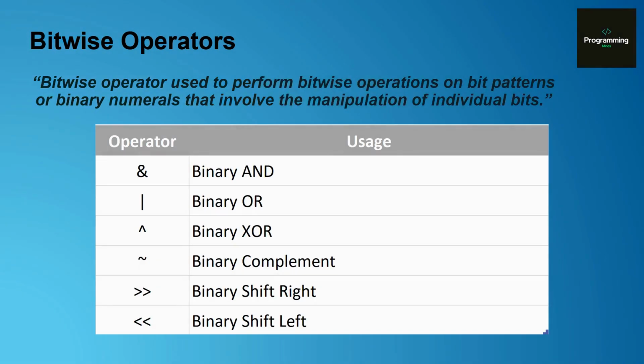So now the next operators are bitwise operators. Bitwise operators are used to perform bitwise operations on bit patterns or binary numerals that involve the manipulation of individual bits. It simply means bitwise operators are used to perform operations on binary numerals. We have binary AND, binary OR, binary XOR, binary complement, binary shift right and binary shift left. These operations work as a bit pattern.